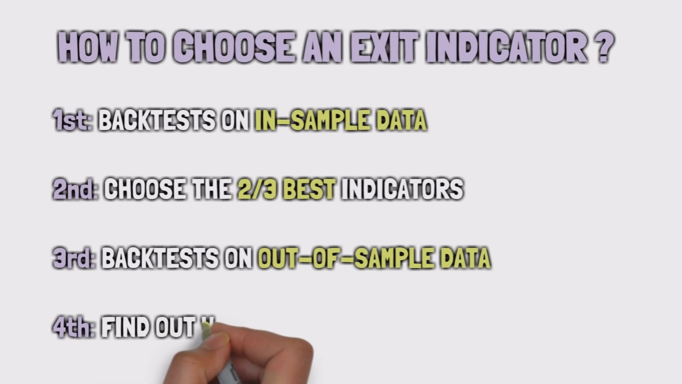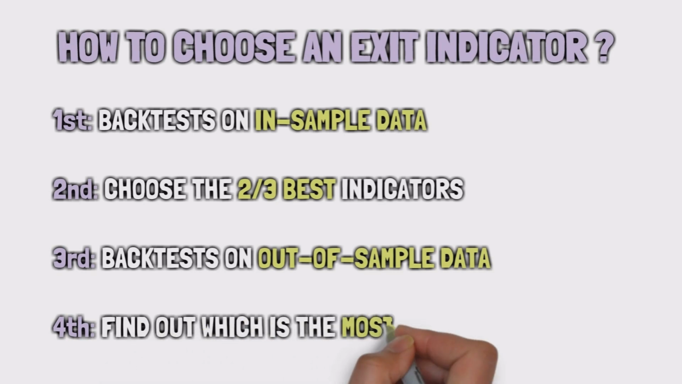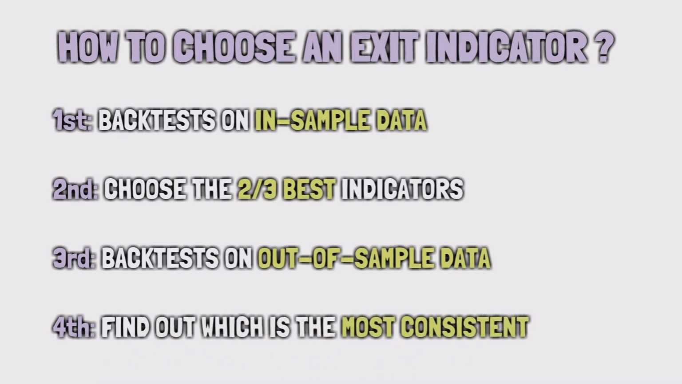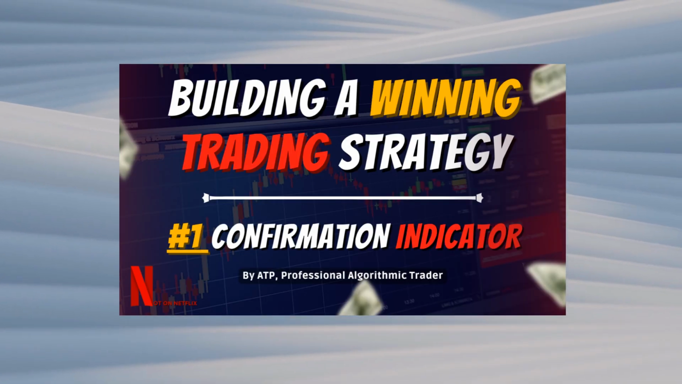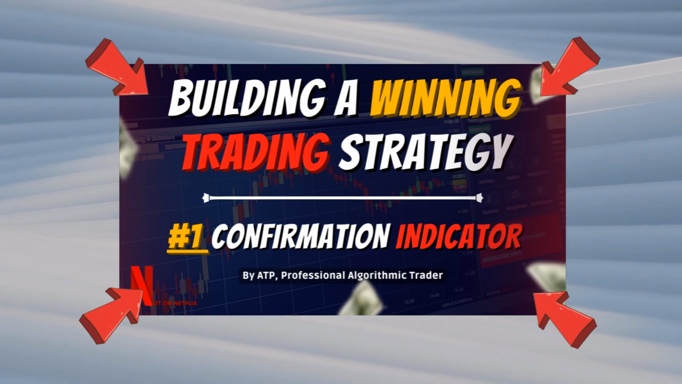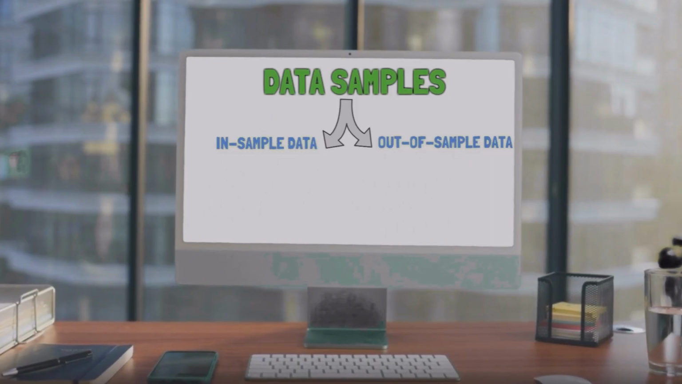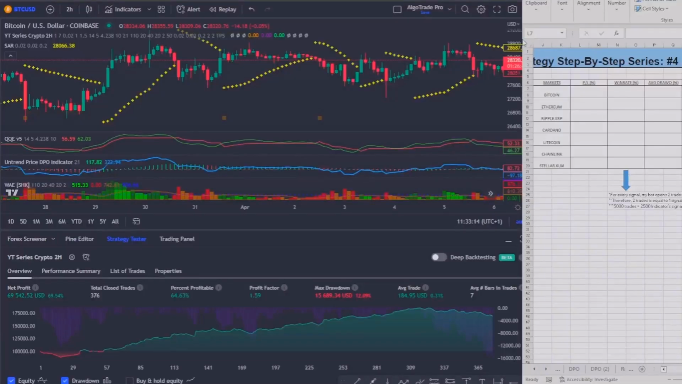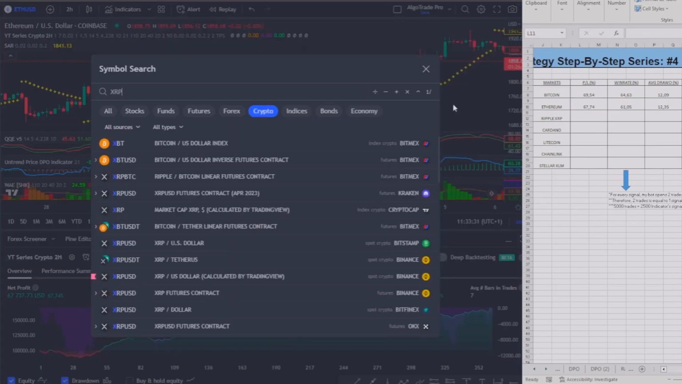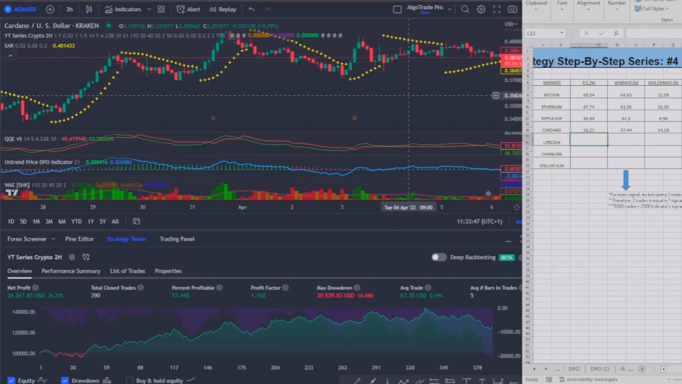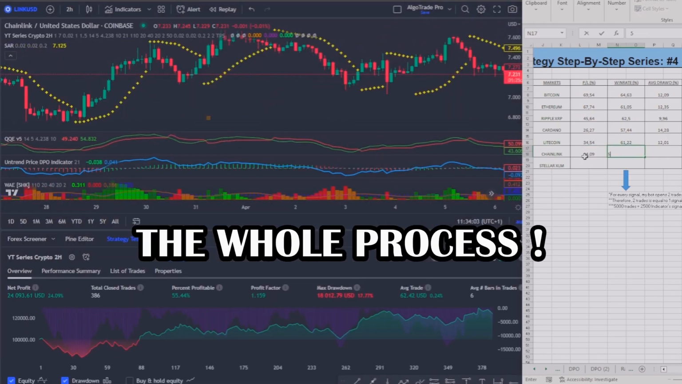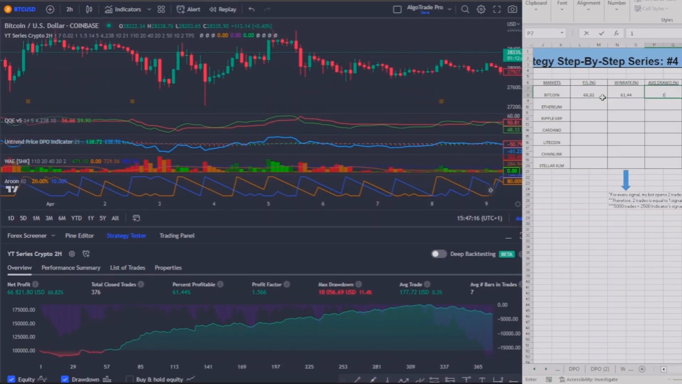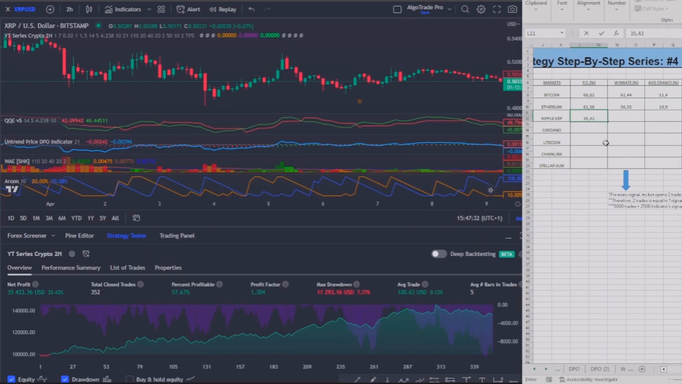After that, we will know which is the most consistent and if it is necessary to carry out some kind of optimization. If you don't remember how I carry out this analysis, go back to the first episode of this series, because I explained everything in detail there. So, as usual, I'm going to do all these backtests to choose my exit indicator, and I will show you the whole process. The first backtest will be in the in-sample data. Let's go!